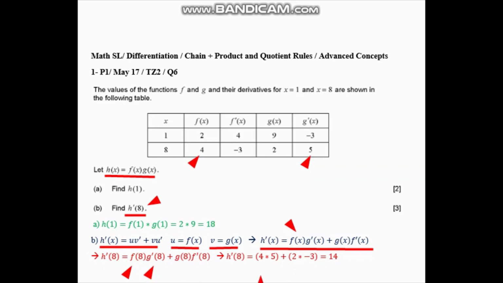So the first component is 4 times 5. So what about the second component? G of 8 times f dash of 8. Again, that's the same idea. G of 8 is going to be 2, g of x when x equals 8. And f dash of 8 is negative 3, where f dash of 8 is f dash of x when x equals 8. So I have 2 times negative 3. I multiply and add to get a final answer of 14. So maybe take a minute to write this down if you will. Pause the video. I'm about to begin question 2 shortly.